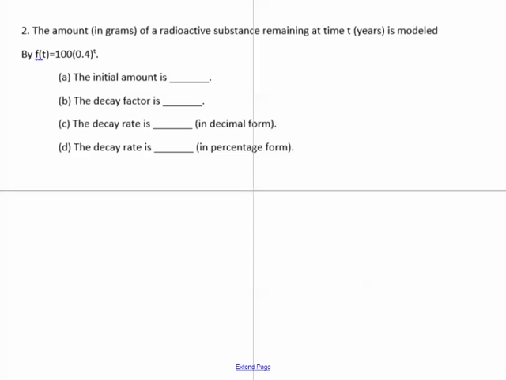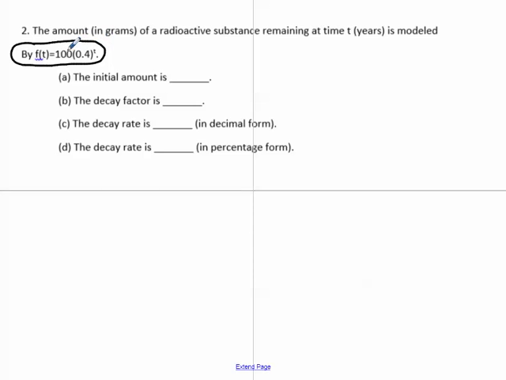So if I've got a decay situation, this is a different situation. I'm talking about, again, just basic information: what kind of information can we get from a function like this, f of t equals 100 times 0.4 to the tth power. We've got the amount, f of t, of radioactive substance remaining at time t years. The amount in grams based on t years puts our t into our exponent. Our variable goes into an exponent, so it becomes an exponential equation.